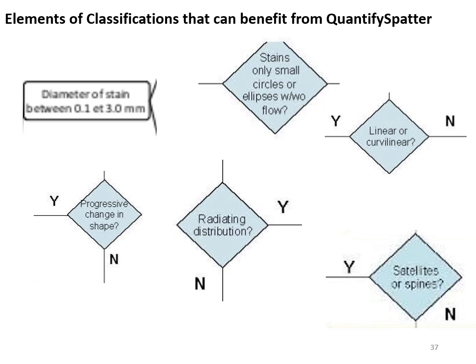Then, is the spatial distribution linear or curvilinear? That's something you could answer. Do you have a progressive change in shape? What does progressive mean? Can you measure that? Do we have a radiating distribution? If you do impact spatter patterns, you understand the importance of this question and also the difficulty of practically answering it. And also satellites or spines.